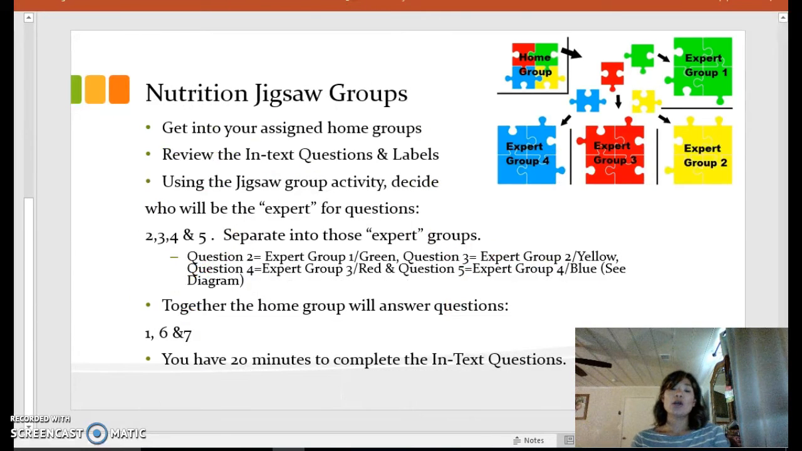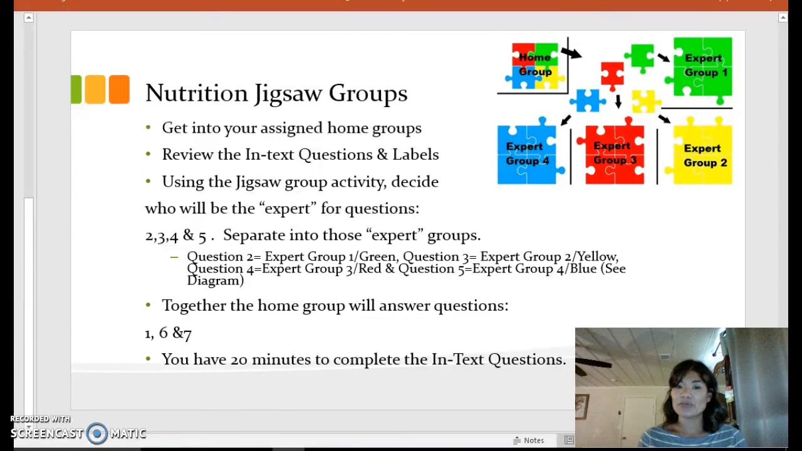So the group activity we're going to use today, because you've all worked so well these last couple of days using your collaborative efforts, I want to continue that by using the nutrition jigsaw group activity. We've done this activity before, but I want to go ahead and explain it again. You're going to get into your home groups, the groups that you've had all year long. You'll look at your in-text questionnaire, and there are 4 questions that will need to be answered: questions 2, 3, 4, and 5, and you'll decide who is answering what question in that group.